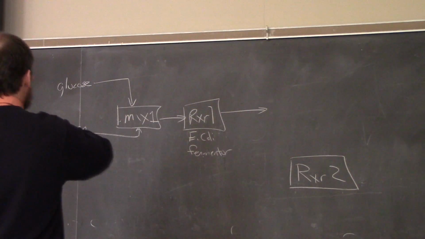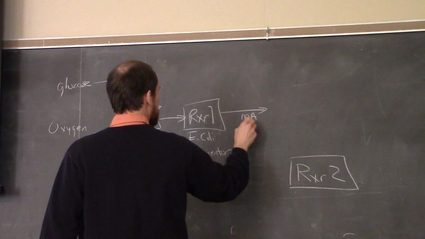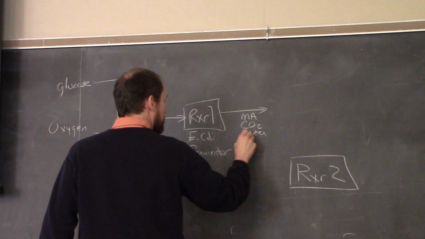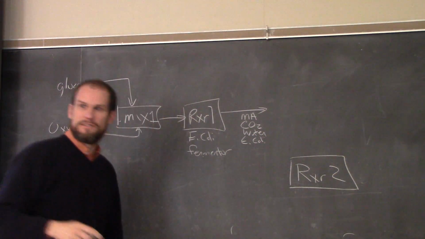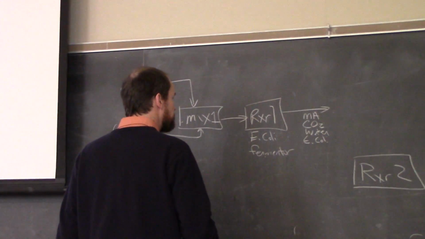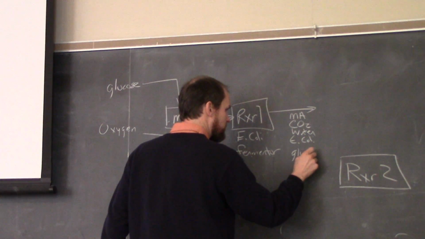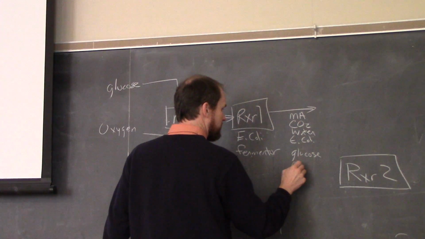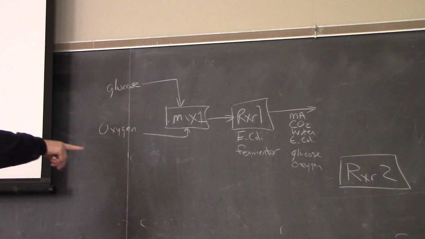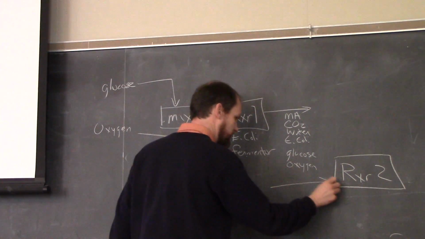All those products, muconic acid, and CO2, and H2O. E. coli are actually going to come out too, because the E. coli grow and multiply and split, so we're always going to have those coming out of the reactor. And we might have some of the products going into glucose and oxygen. Okay, second reactor, gluconic acid and hydrogen, so we're going to have to mix before this one.